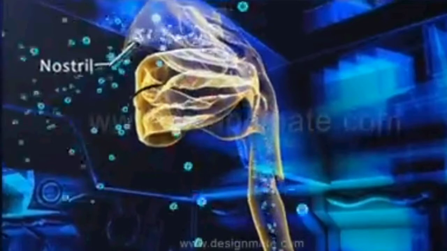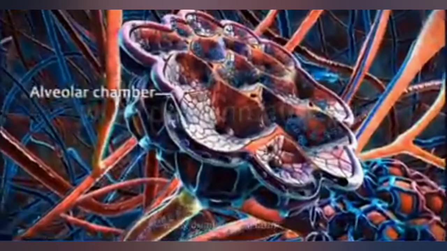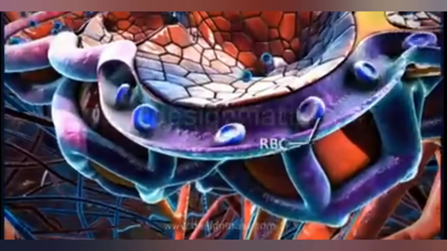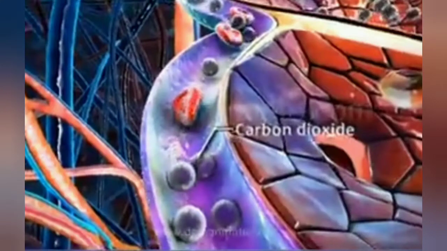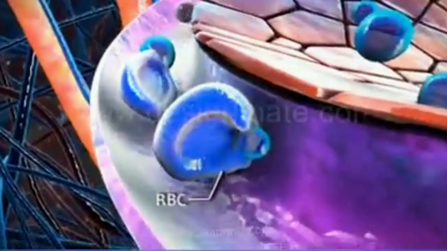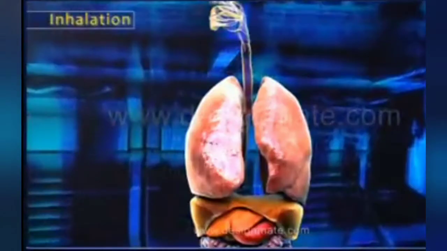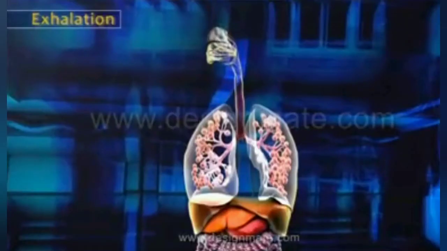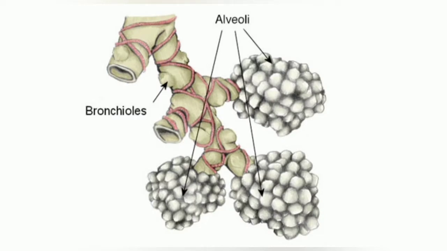When we take oxygen and it enters the nostril, where does the oxygen travel and how does it mix with the RBCs, and how does carbon dioxide come from the RBCs and different organs? What is inhalation and what is exhalation? You have to know all of this. And already in this video you have learned all of this.